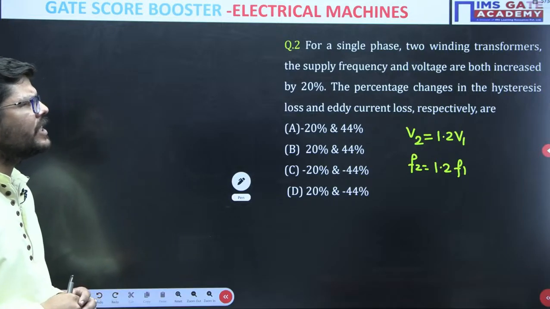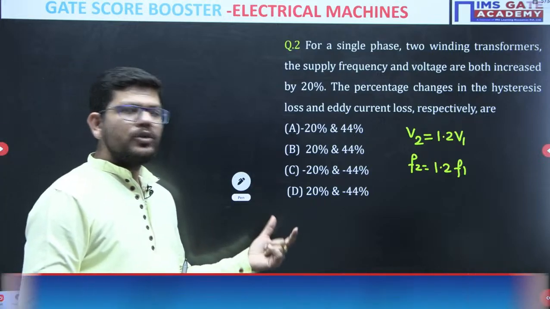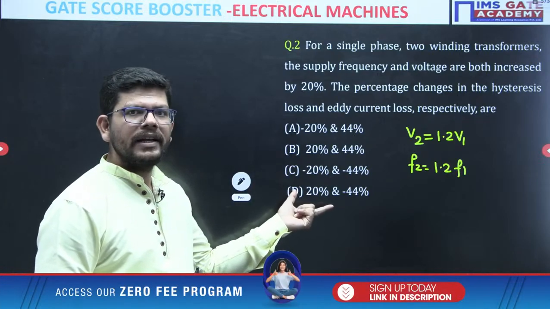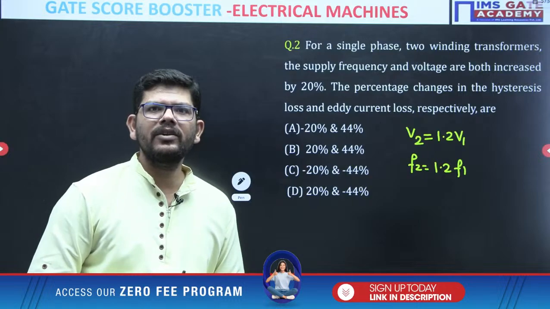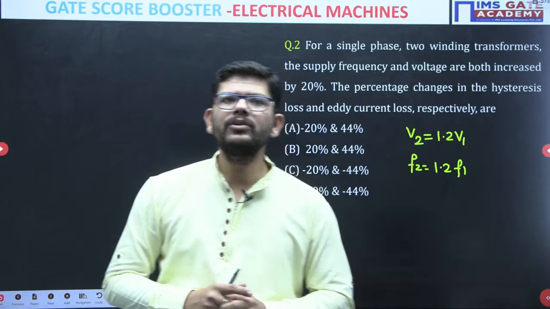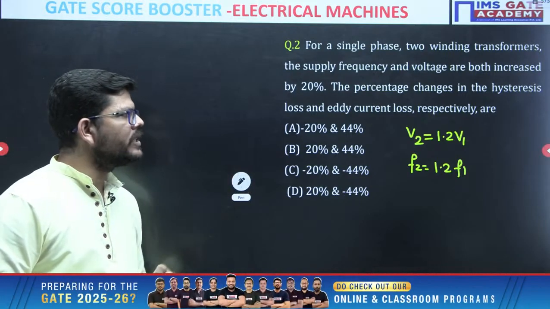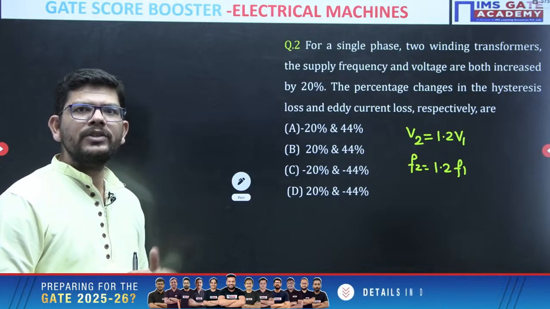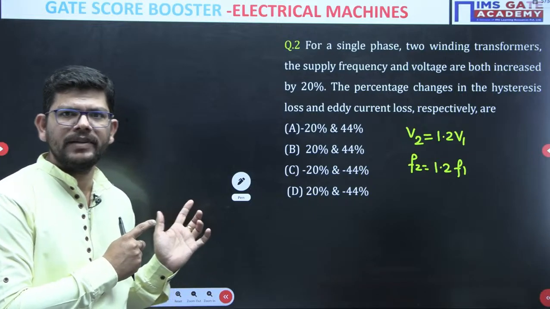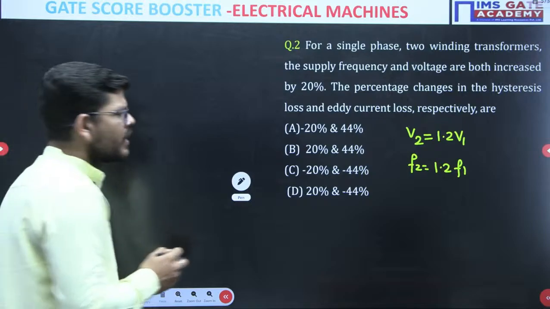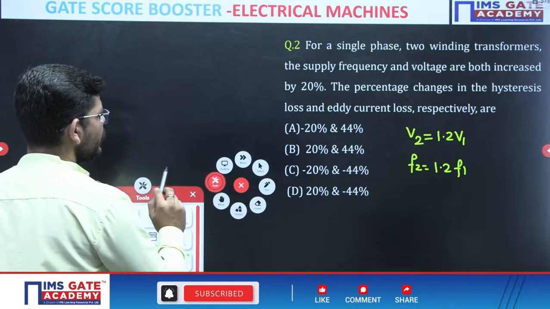We need the percentage changes in the hysteresis losses and eddy current losses respectively. You have to comment on which option is correct regarding the changes that will occur with the given condition. Very good, Sonali and Bindu are getting the same answer. Now can you just solve this question? If the frequency and voltage are changed, what are the changes in the hysteresis losses and eddy current losses? You have to apply the same formula that we discussed in the last case, and I am giving you some time to solve this question.